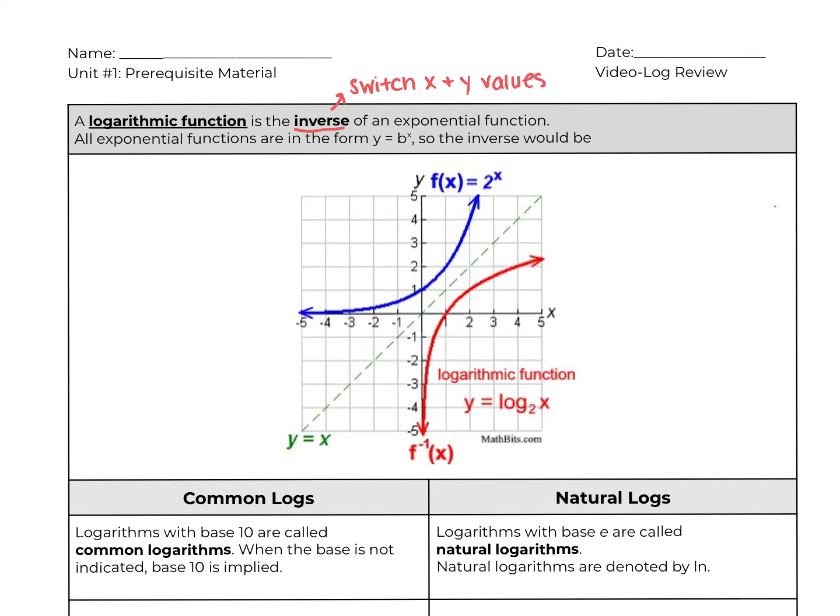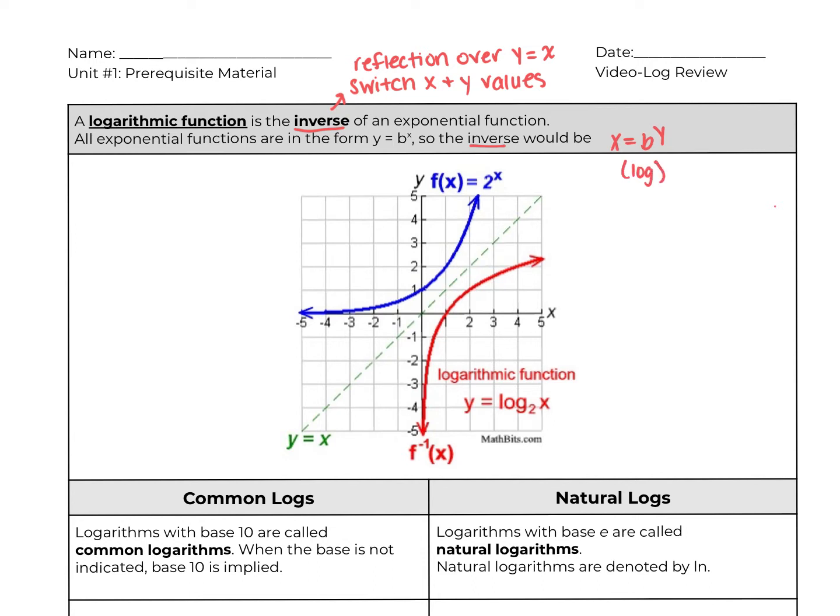An inverse, by definition, truly means a reflection over the line y equals x. So by doing the reflection over the line y equals x, you're actually switching the x and y values. All exponential functions are in the form y equals b to the x. So therefore, the inverse, or the log function, would be x equals b to the y, right? We switch the x and the y values. So that is what the inverse would be, or the log, right?